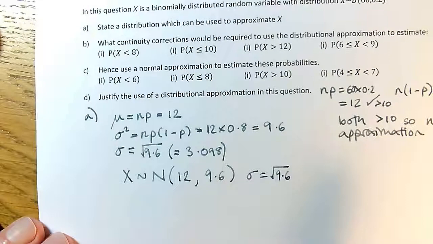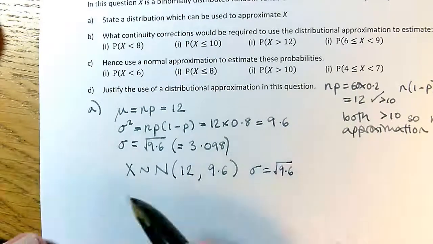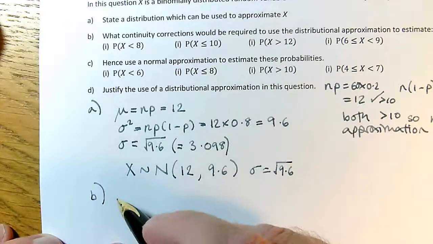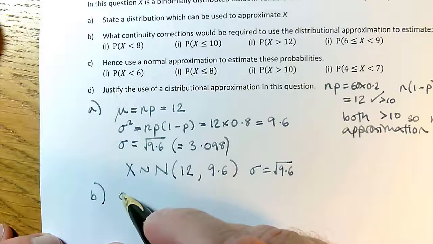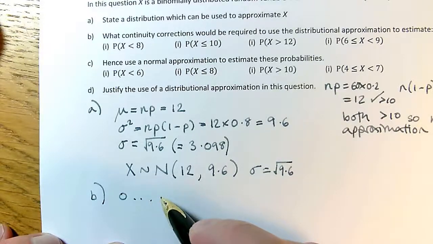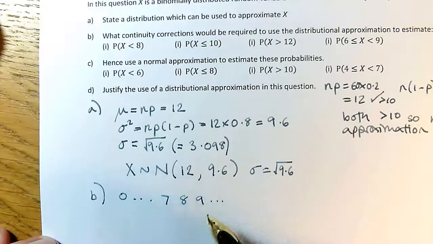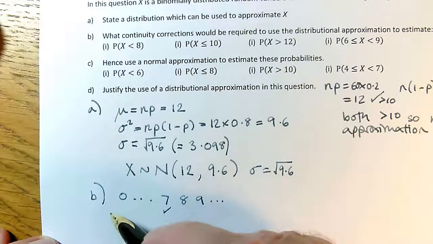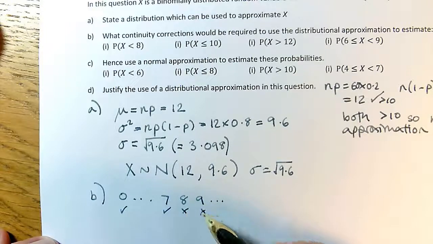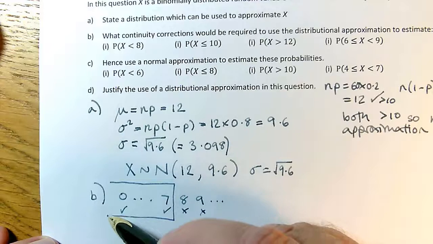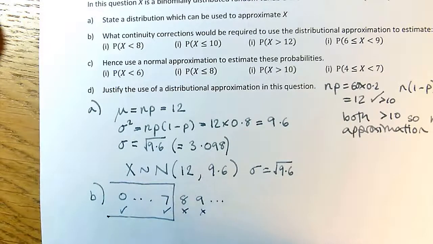Good. Okay, now we've got to do continuity corrections. So in part B, I want the probability that X is less than 8. Now, it's a binomial, or at least starts as a binomial, so you'd draw this diagram, wouldn't you? And you'd put ticks on the ones you want. So I want 7, I want 0, I don't want 8, I don't want 9, and you do your inclusion and exclusion boxes. In this case, I just need an inclusion box. So for a binomial, you'd now go on your calculator and work out the probability of being less than or equal to 7.